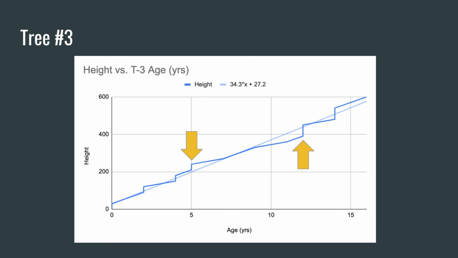But as we can see, around age 12, it does have that common release as we saw in the other two graphs, and then grows more rapidly.